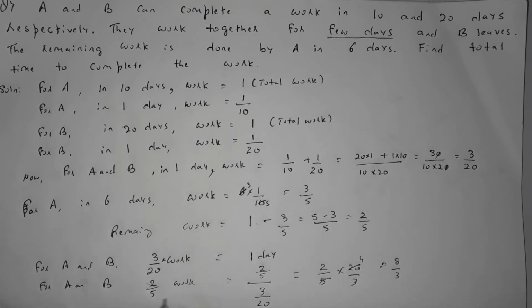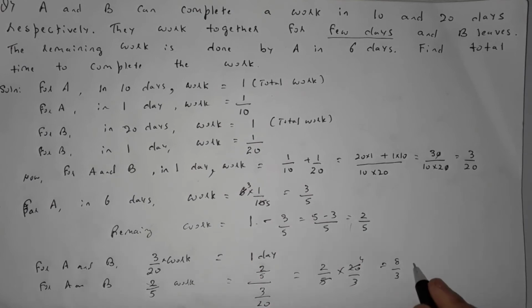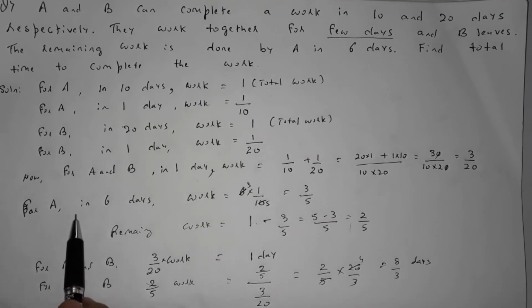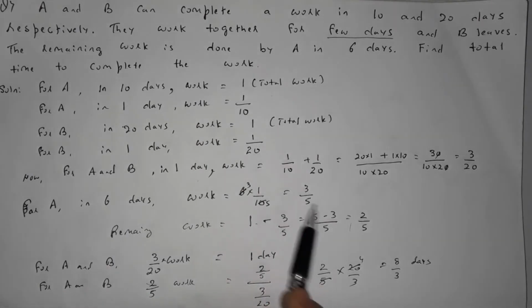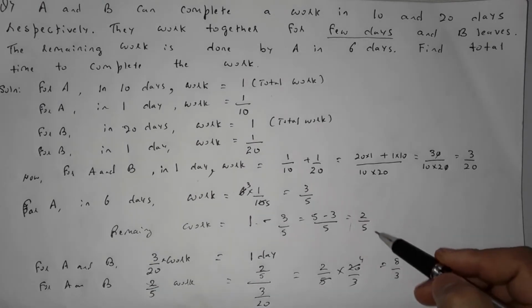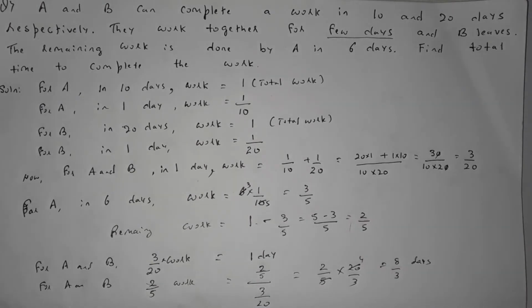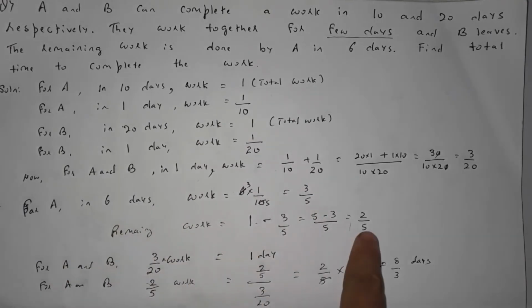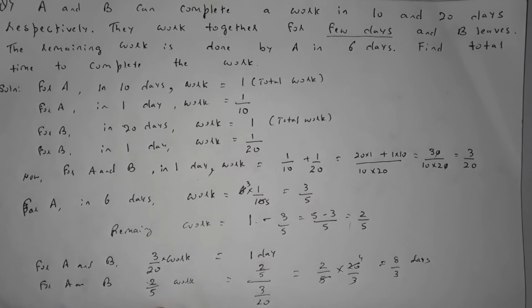So A and B complete how much of the work? 2 by 5 of the work in 8 by 3 days. And in 6 days, A completes 3 by 5. 3 by 5 plus 2 by 5 gets 1 work. 3 by 5 is completed by A in 6 days, and 2 by 5 is completed by A and B together in 8 by 3 days.